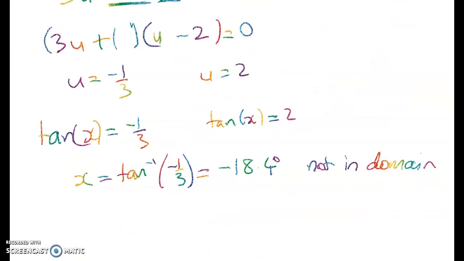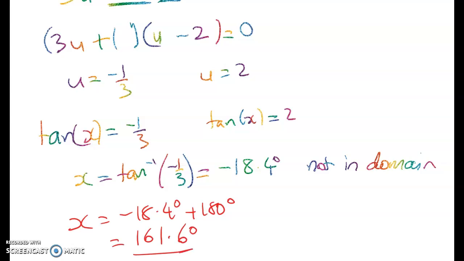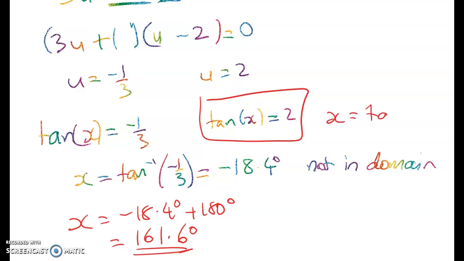So x is equal to negative 18.4 plus 180 degrees, which gives me 161.6 degrees. So that's my first solution. Now, happily, when I do tan inverse of 2, I get a solution which is in my domain. So that gives me 63.4.